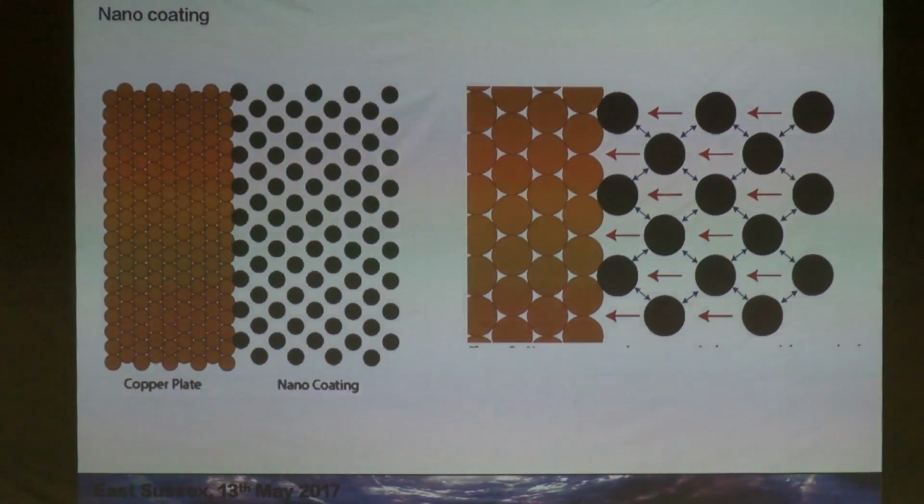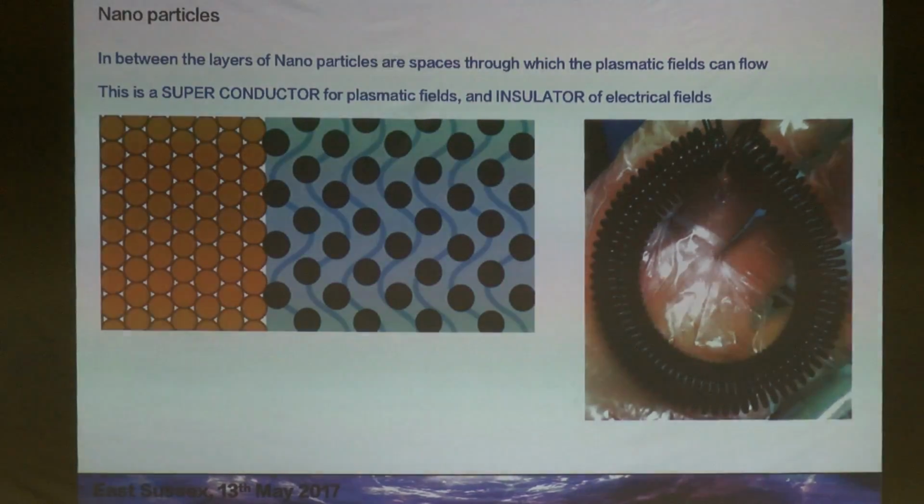So they create a space, a new lattice, and this lattice is perfectly ordered. And because it's got expanded space between it, it allows other materials to flow through, which is the plasmatic fields. So these more invisible fields are able to flow through these nanostructures, and so they're conducted. But electrical fields in their matter state cannot. So these nanomaterials are highly insulative to electrical fields, but not to the plasmatic fields because they're in a higher field strength. They're able to pass through the matter state with no problem.